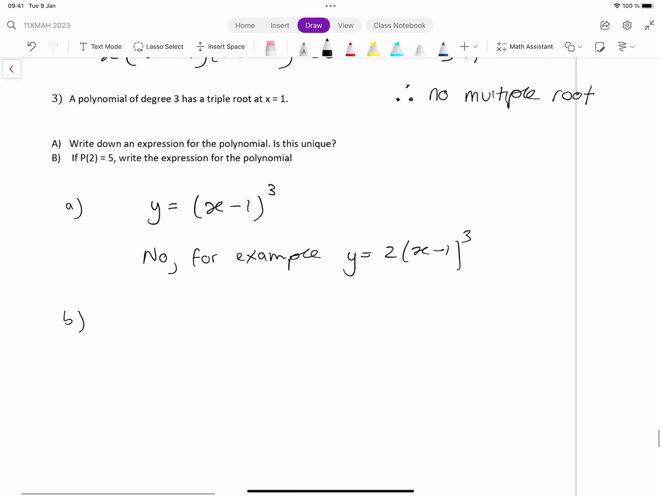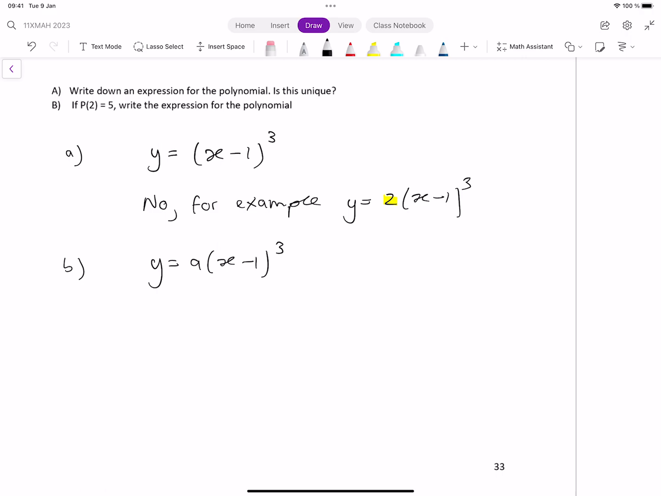Part B says, if p of 2 equals 5, write the expression for the polynomial. Well, if we know that any number can exist outside of here, then y is equal to a times (x minus 1) cubed would be a generic form of my polynomial. The question says 5 is equal to a times (2 minus 1) cubed, which is 1. So a is 5. So our polynomial is 5 times (x minus 1) cubed.